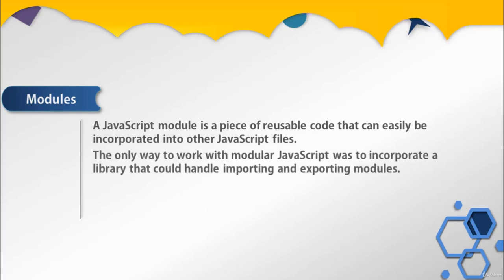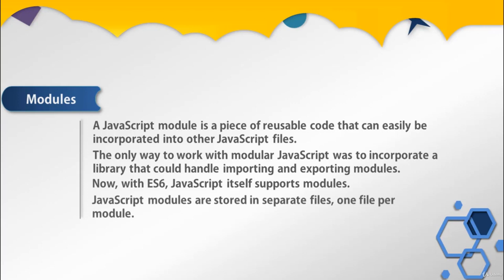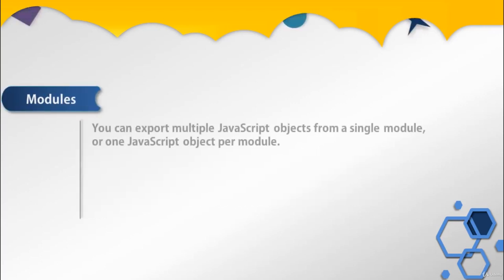Until recently, the only way to work with modular JavaScript was to incorporate a library that could handle importing and exporting modules. Now with ES6, JavaScript itself supports modules. JavaScript modules are stored in separate files, one file per module. There are two options when creating and exporting a module. You can export multiple JavaScript objects from a single module or one JavaScript object per module.